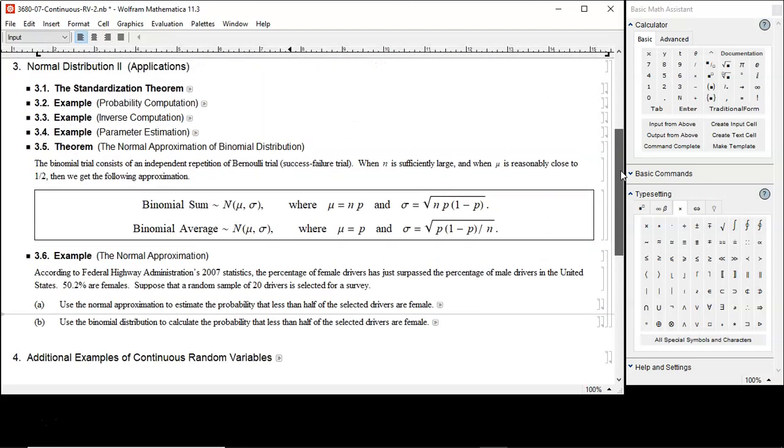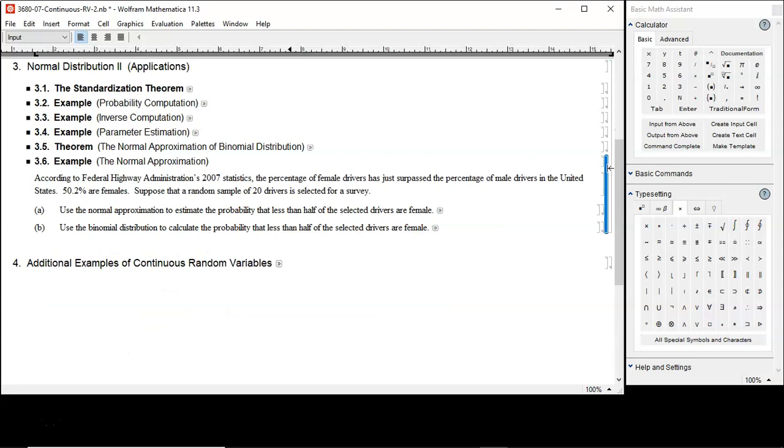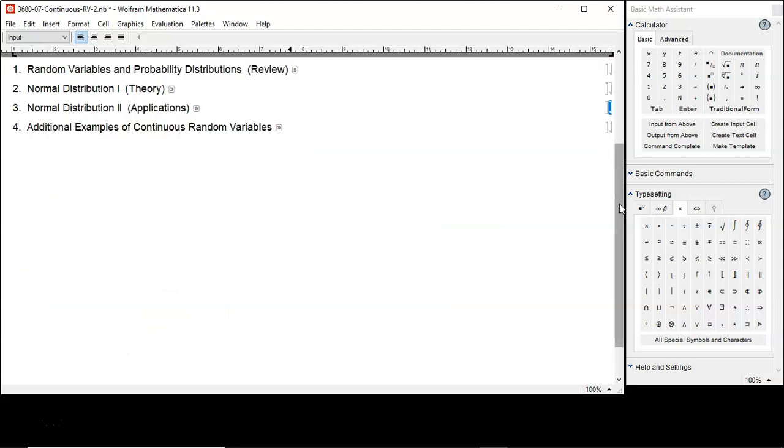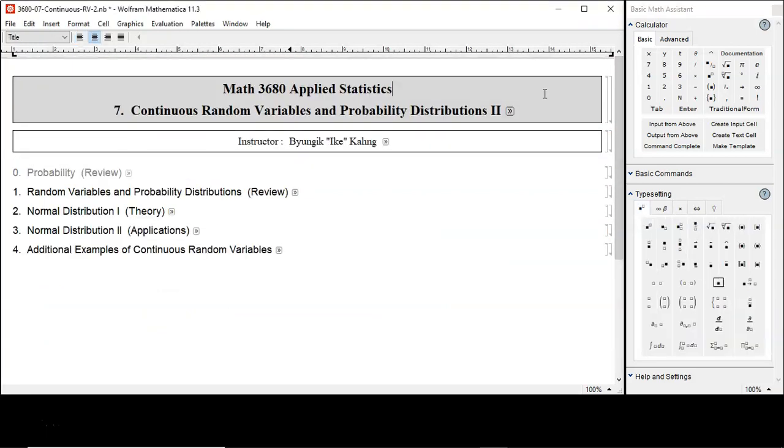Okay, so much for the theory and an application problem on binomial. And we'll probably do one more exercise about binomial approximation in a separate video. Stay tuned.